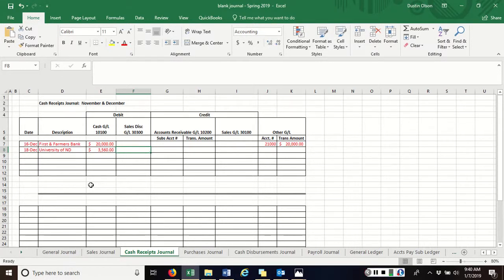But why did we get paid? Well, we got paid because they owed us money. And if they owed us money, that's represented by accounts receivable. And accounts receivable is going to get smaller with a credit. So we'd put in a credit to accounts receivable. So we got a debit to cash, credit to accounts receivable, and our journal entry is in balance. Once again, we'd go back to the subsidiary ledger and show that their account goes down by that much.